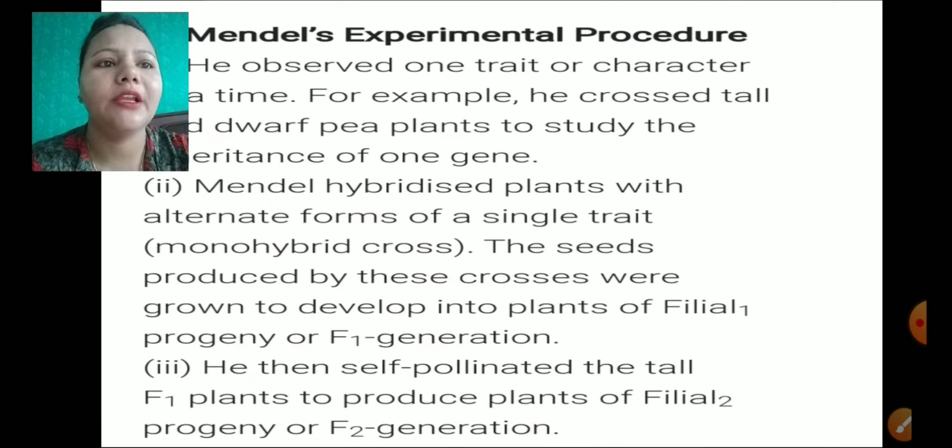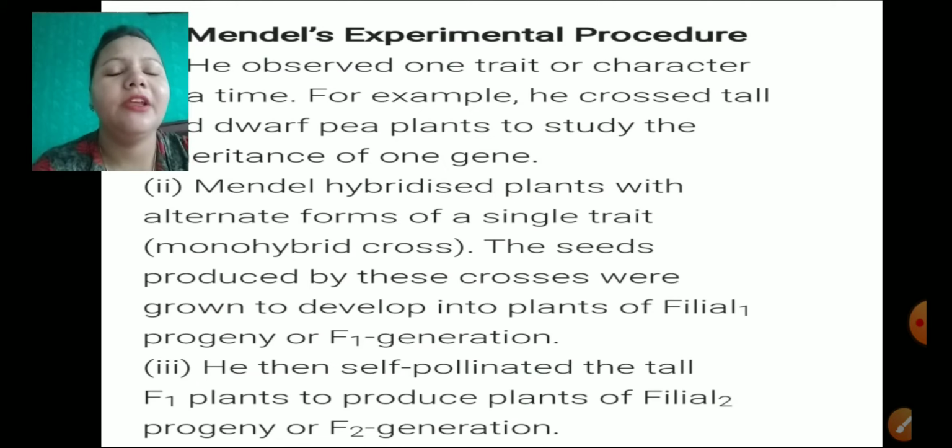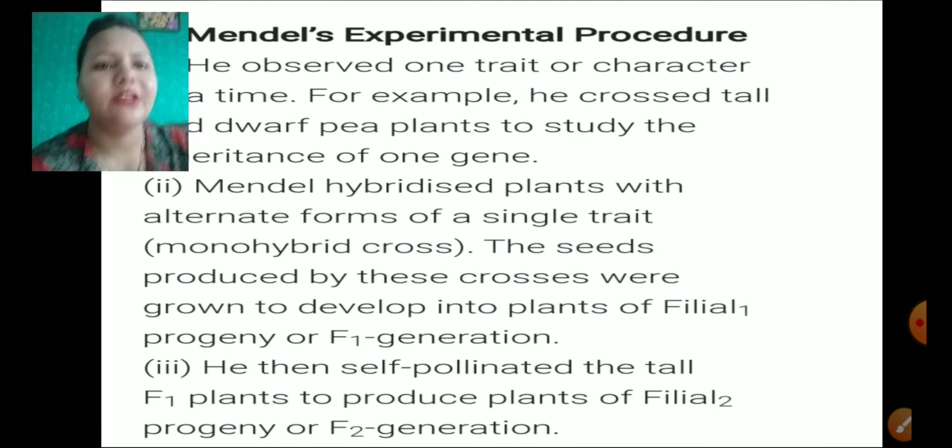Now how did Mendel conduct the experiments? The experimental procedure of Mendel was, he firstly chose a character. He observed one character at a time. For this, in the very first cross performed by Mendel, he took a tall pea plant and crossed the true breeding lines. He took tall pea plant and dwarf pea plant to study the inheritance of one gene. When one character is studied at a time, it is termed the inheritance of one gene.